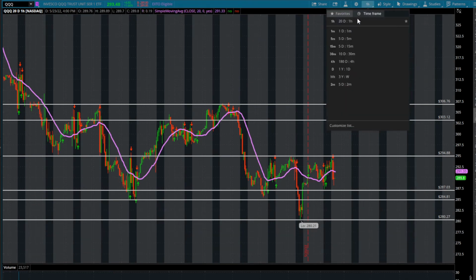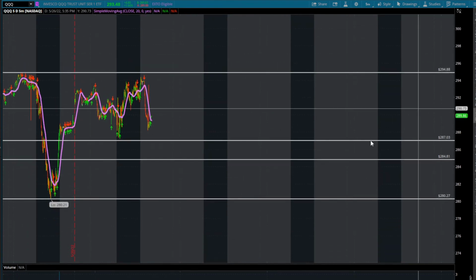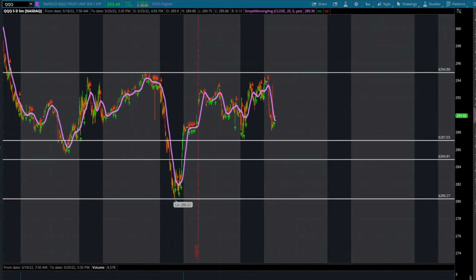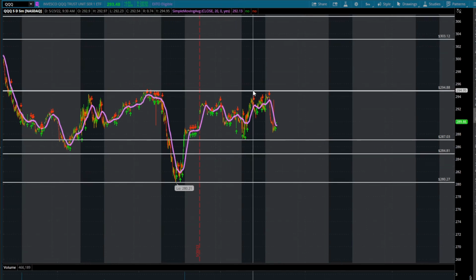So then we're going to go down to what we're going to actually use to manage our trades and kind of watch the price action intraday. We're going to use the 5-minute time frame. So you can kind of see here all the zones, how clean they match up. This is not rocket science here.